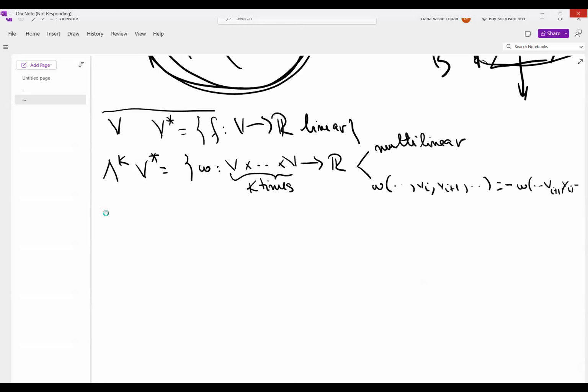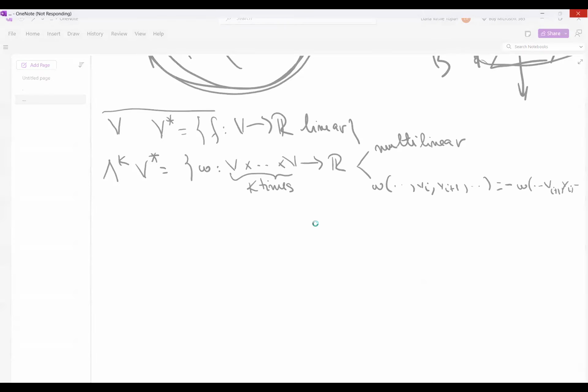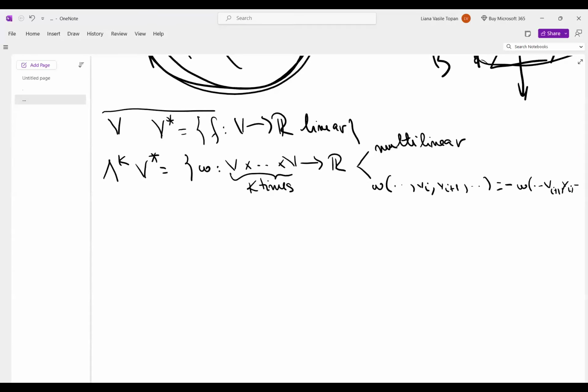All right, now, what would be, okay, all right, what would be the first exterior power? So, okay, something's wrong again. All right, no, it works, sorry.